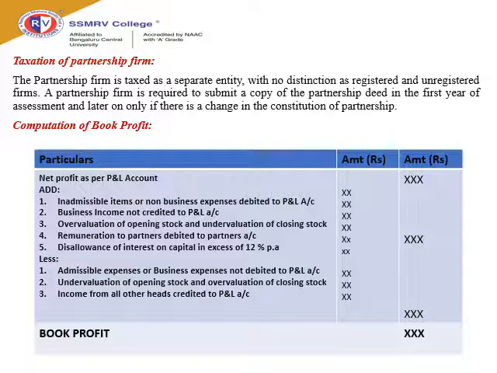Next, the 3 items we are supposed to deduct are admissible expenses or business expenses which are not debited to P&L account, undervaluation of opening stock and overvaluation of closing stock. Then income from all other heads credited to P&L account should be deducted. These are the 3 items which need to be deducted. So students, do remember, for a net profit there are 5 items to be added and 3 items to be deducted. Whatever items are given in the problem, according to that we should solve the problem and find out the book profit. Now let's go for the problems.